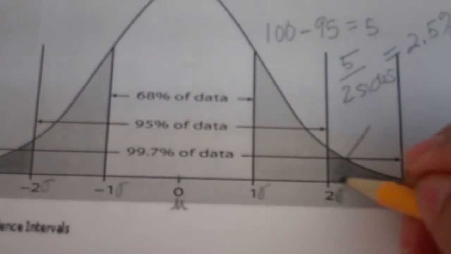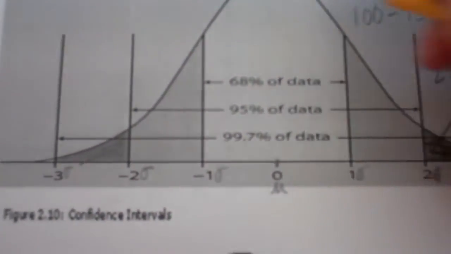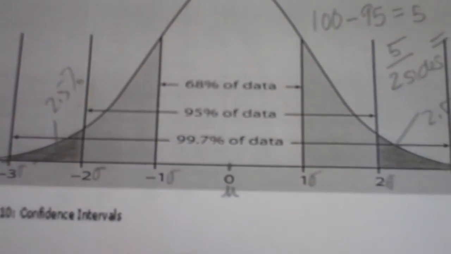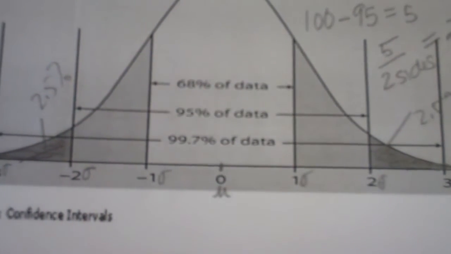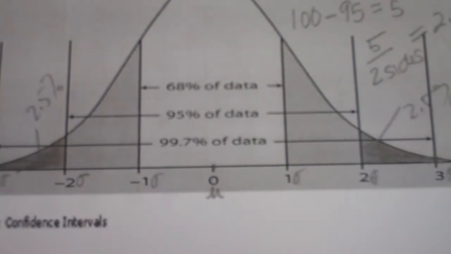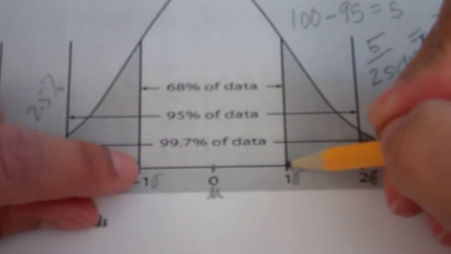So 2.5% is above 2 standard deviations, and 2.5% is below 2 standard deviations. So 95 is in the middle, and 2.5% are on both sides. This can be broken down even more. We can even look to see 68%, which is in between 1 standard deviation.